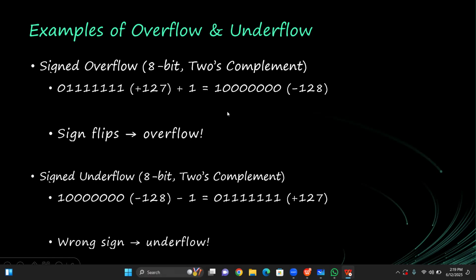So be careful of overflow and be careful of underflow, all right, for both. What it means is that you are trying to use a smaller number of bits to represent a value that is more than what that number of bits can actually take.